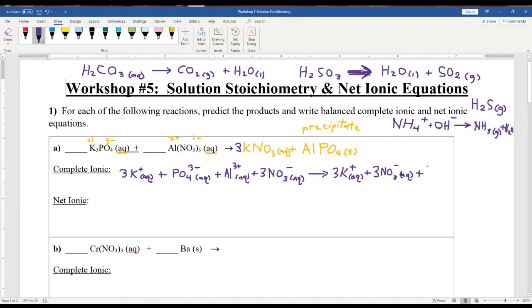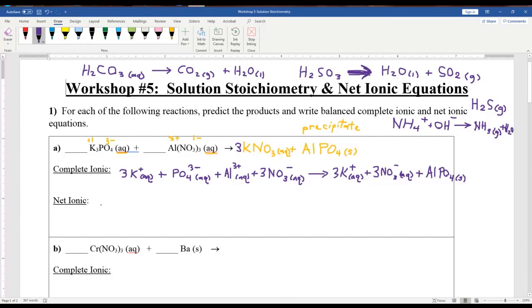Aluminum phosphate salt. Yeah, we don't break that apart because it's a solid, a precipitate. Basically, the ionic bonds are so strong in aluminum phosphate, the attractions between the ions are so strong, that the water is just not capable of pulling them apart effectively. You'll find out later that there's no such thing as a completely insoluble ionic solid. There will always be a little bit that breaks apart, but it's a very small amount.